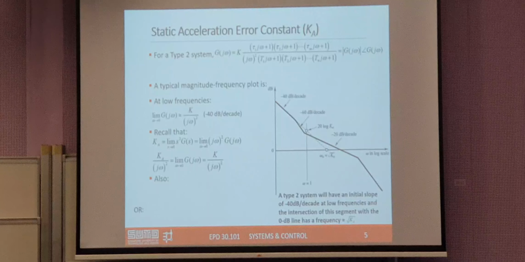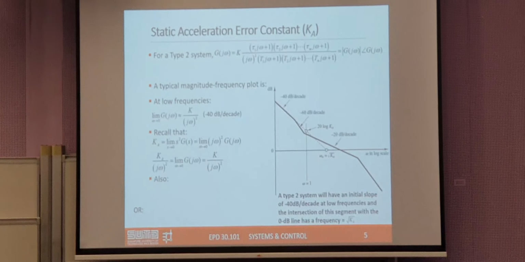Okay, anybody got any other questions so far for inferring the system type and the static error constant from the Bode diagram? So again, look forward to the homework posted tomorrow. Maybe today I'll post it.